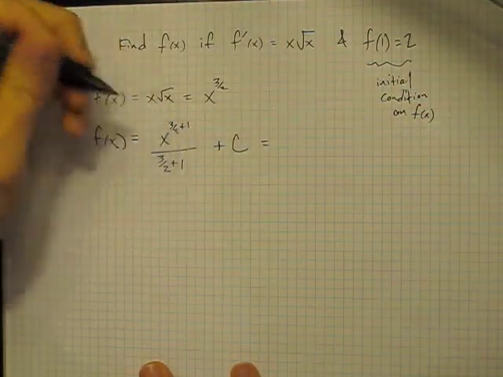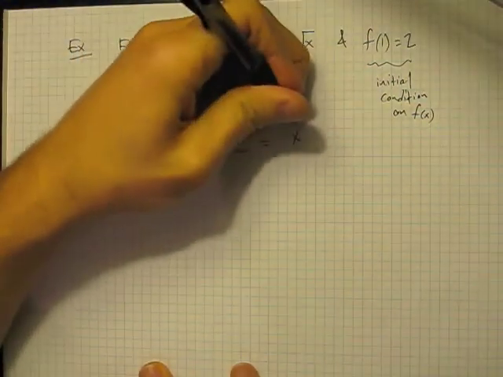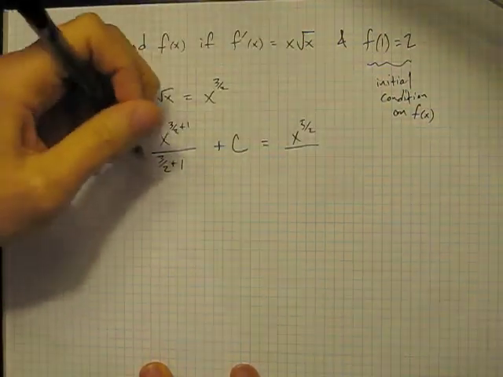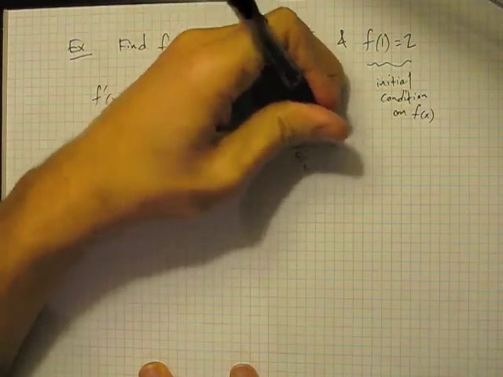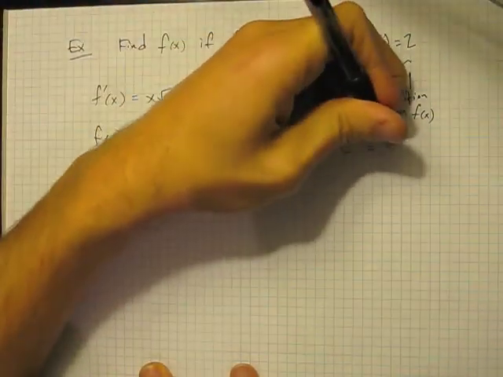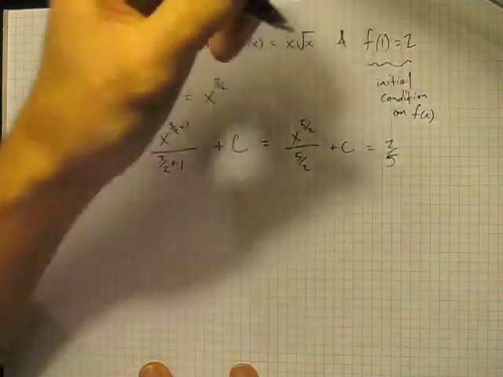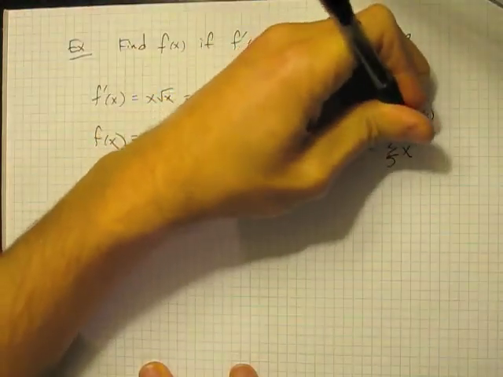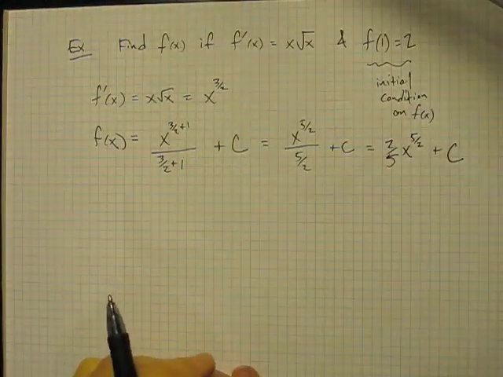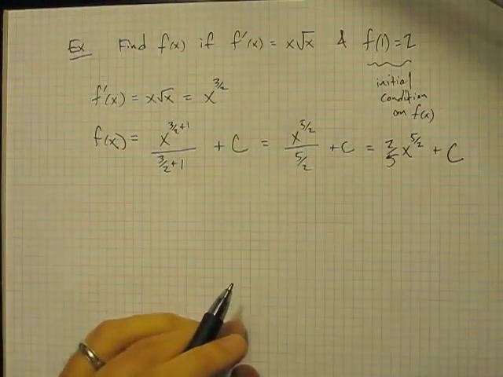And, well, let's write this out. So this is x to the 5/2. 3/2 plus 1 is 5/2. And then down here we have 5/2 plus c. And if we simplify this, which I would like you to simplify a little bit, we get 2/5 times x to the 5/2 plus c. Okay, very good. So this is our general antiderivative, right?